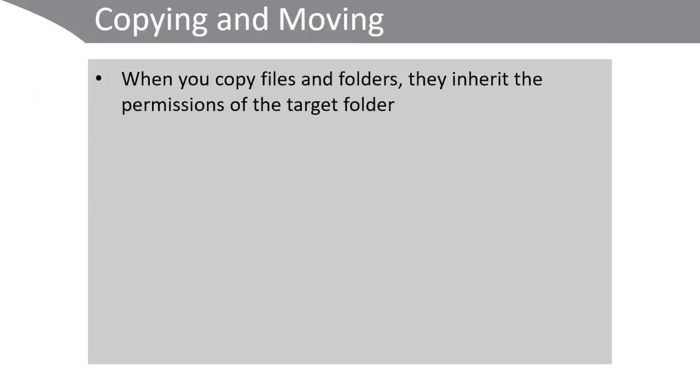What happens when you copy and move files around? Well, when you copy files and folders, they inherit the permissions of the target folder. So if it starts in C:\data and you copy the file to C:\data\sales, then it would inherit the permissions of the target folder, in this case, \data\sales.